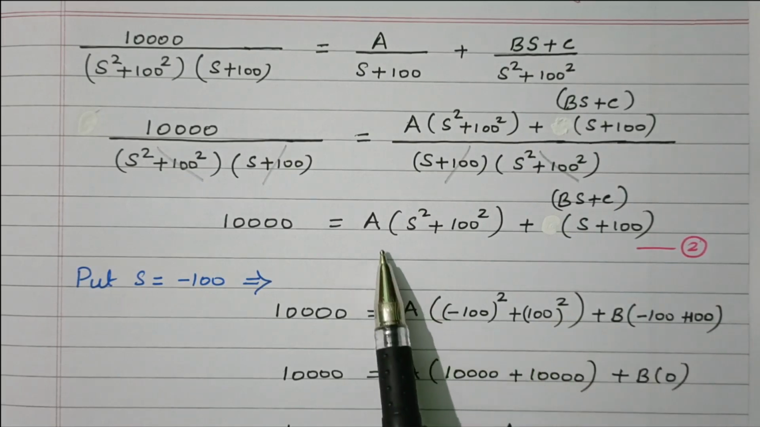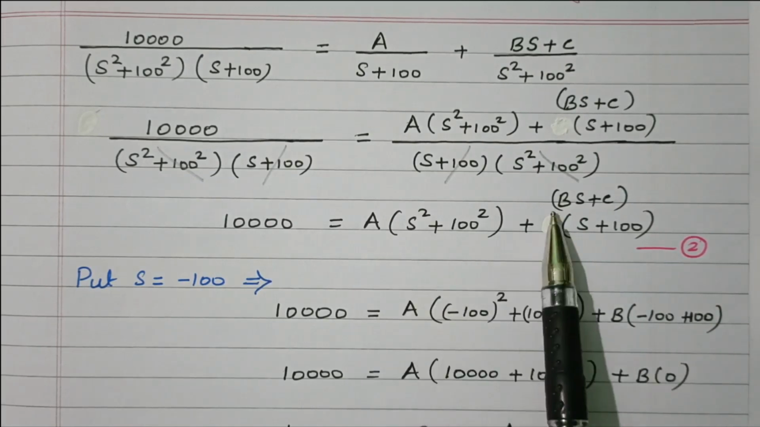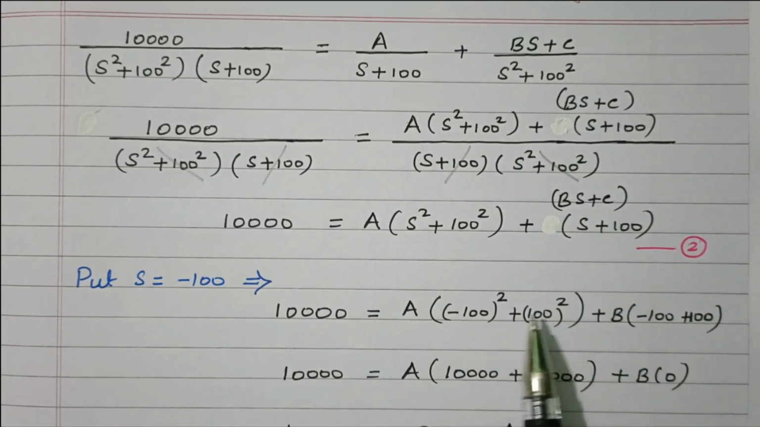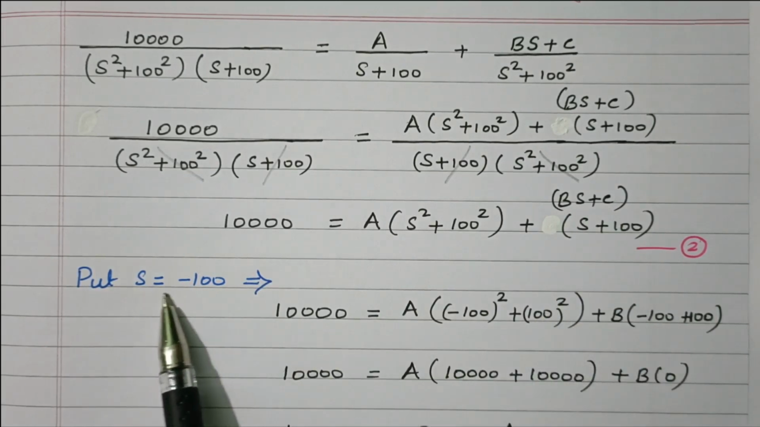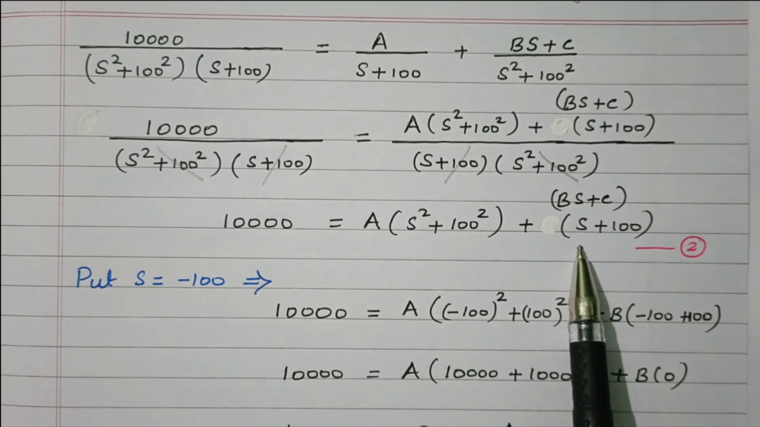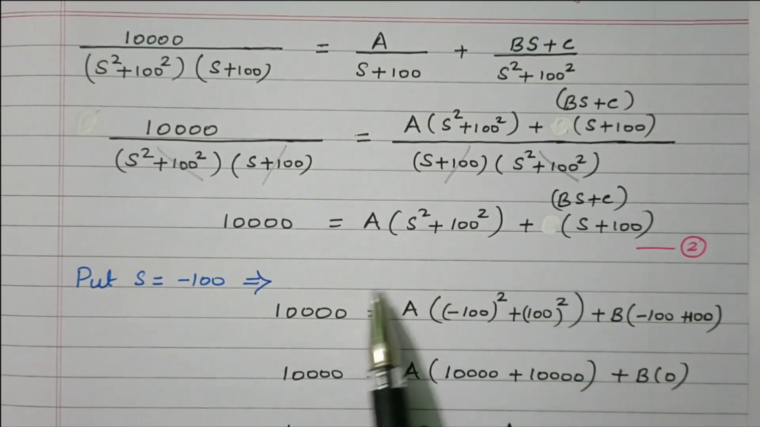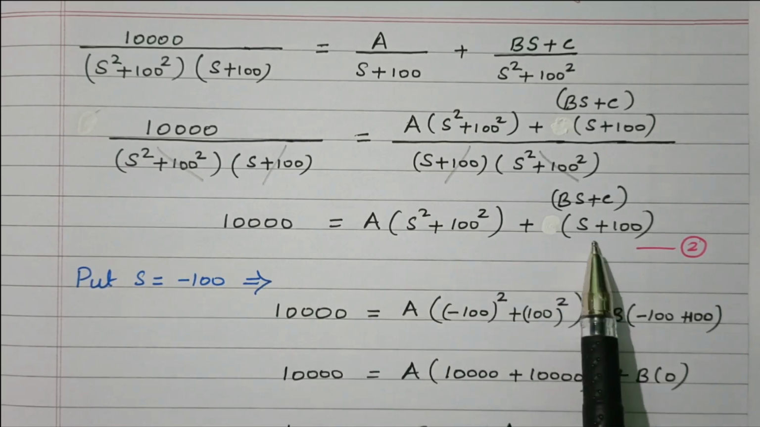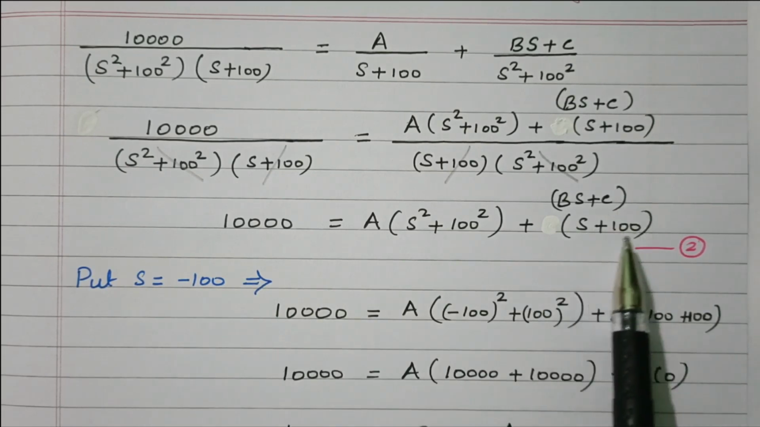So the next aim is we need to find the values of a, b and c. So we need to substitute the s value such that any one term gets cancelled, so that we are able to find the remaining terms. So if you put s equal to minus 100, what happens? This term becomes 0.